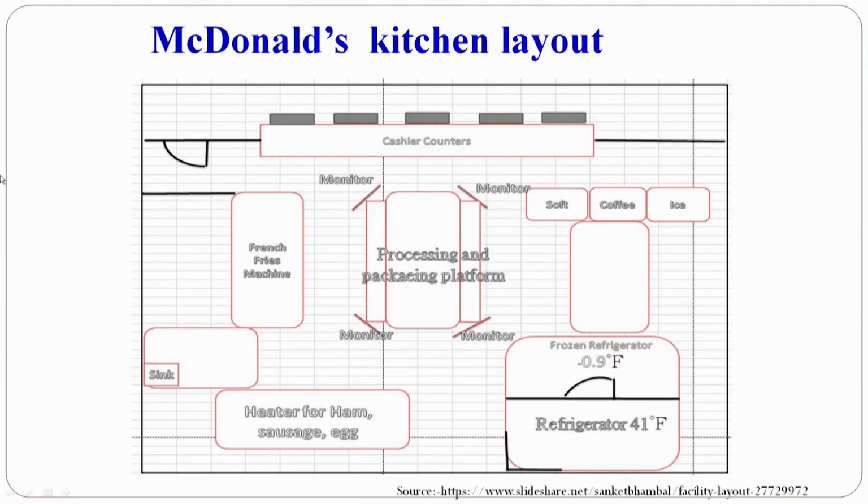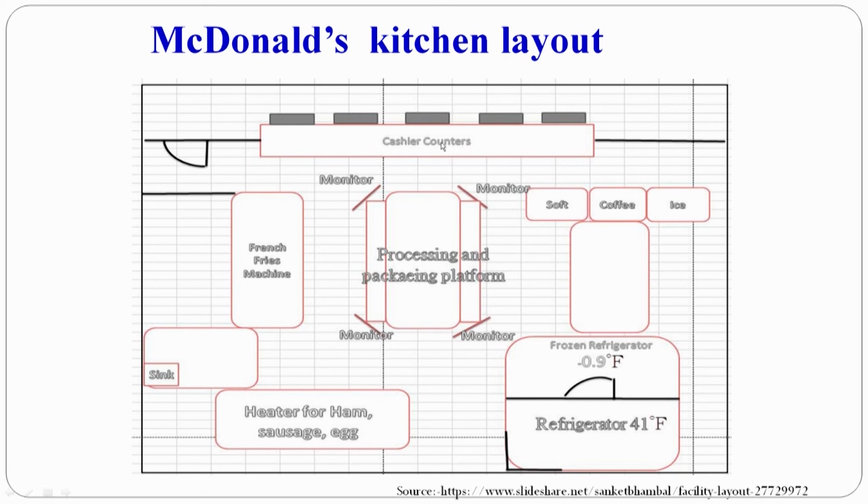Now we can see a case study of a McDonald's. This is just a kitchen layout for a McDonald's kitchen. So we can see we have a French fries machine here. There is a refrigerator for storing the raw materials. There is a heater for ham, sausages and egg. There is a sink for washing the utensils. There is a processing and packaging platform.